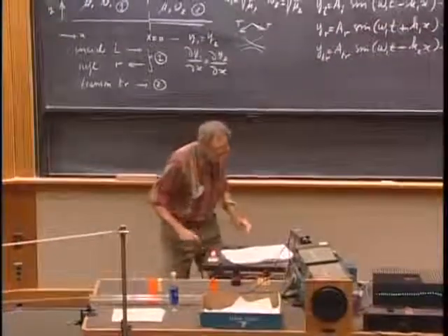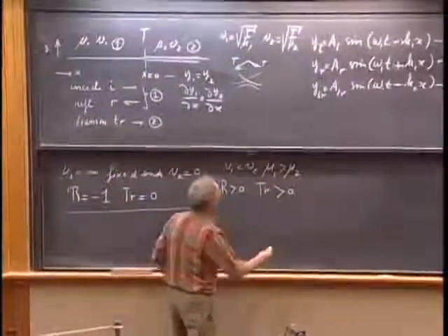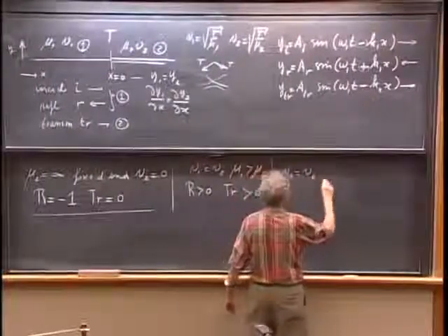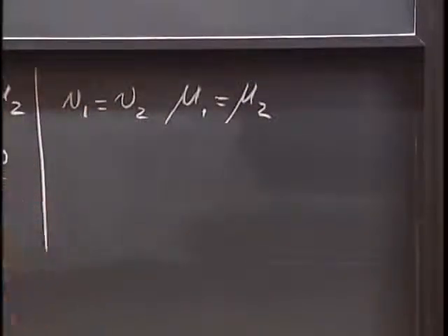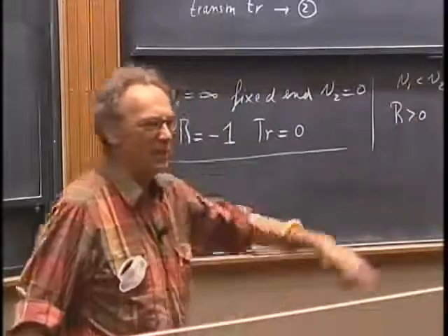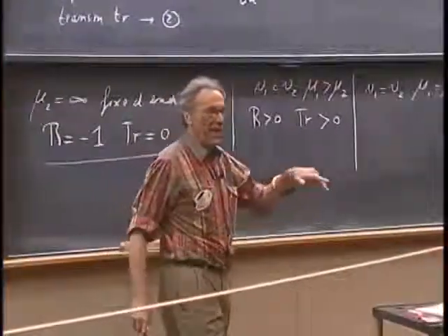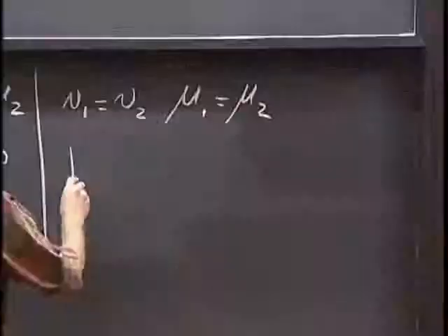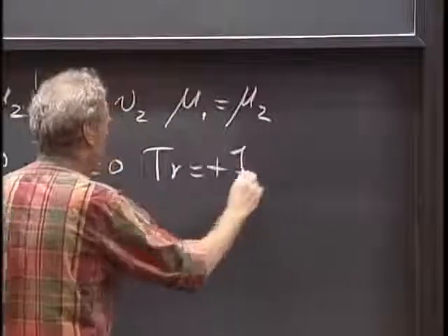So now we take an example which is absolutely thrilling. V1 equals V2. That means mu1 equals mu2. That's another way of saying there is no junction. It's just one rope, all the same material. Well, if there is one rope with all the same material, do you think that anything will reflect? Of course not. So I predict, without even looking at the result, that R is 0 and that the transmittivity is going to be +1.